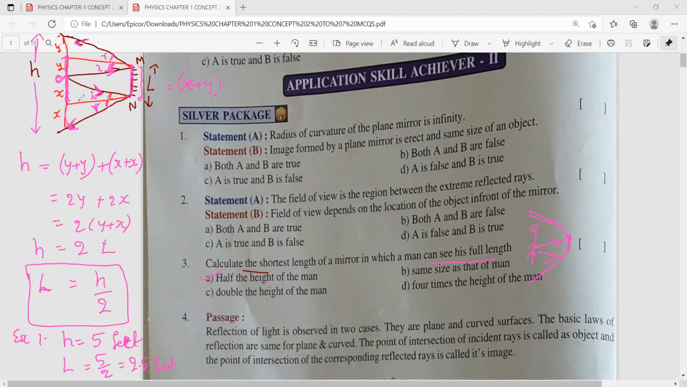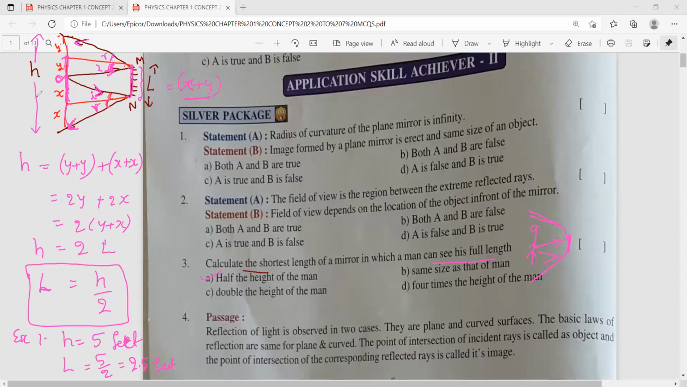Now observe the figure carefully. The perpendicular distance L here to here, and here to here, is the same. That means in place of L, we can write X plus Y. X plus Y is almost parallel to MN. So X plus Y is nothing but L, and in place of X plus Y I can write L.